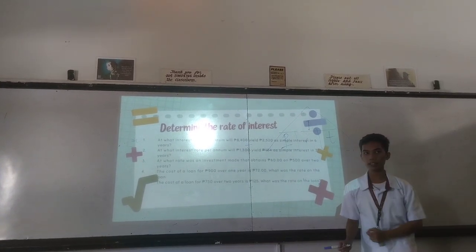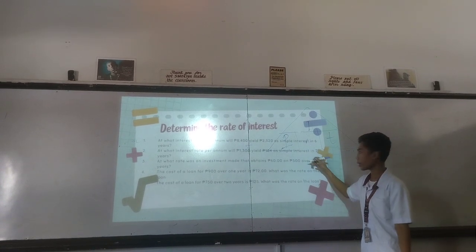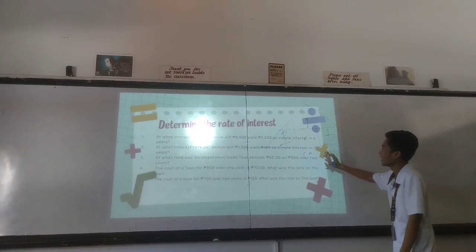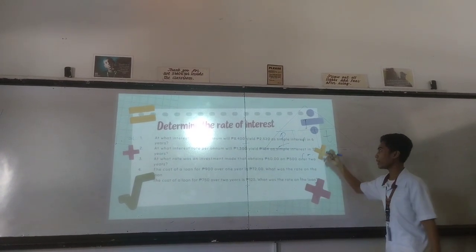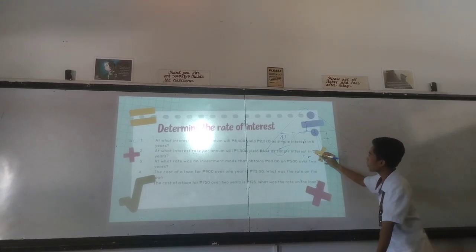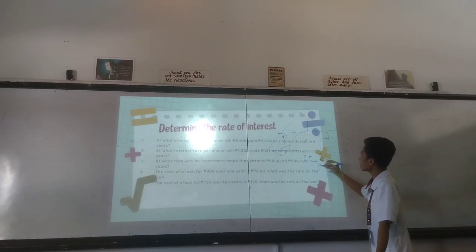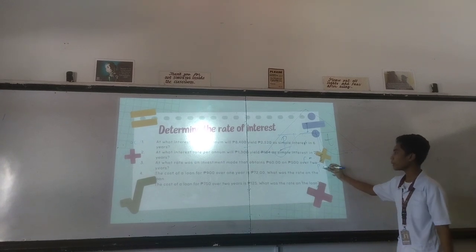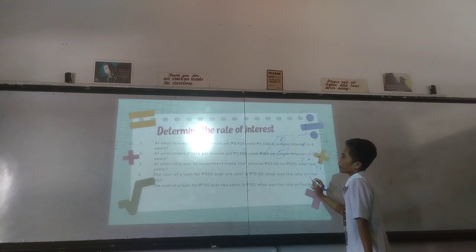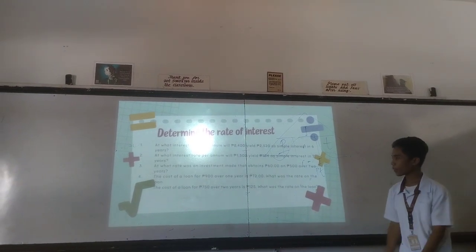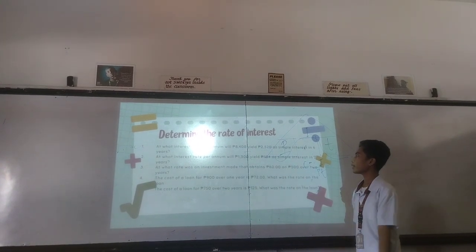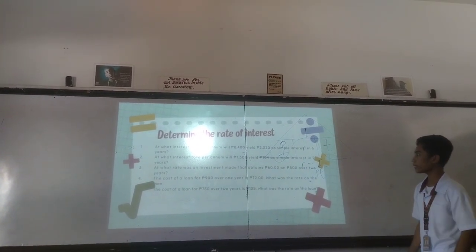So rate of interest is again represented by the letter R. Therefore, our formula for that would be this: I over the principal amount multiplied by time. So for number 1, at what interest rate per annum will 8,400 yield 2,520 as simple interest in 6 years?